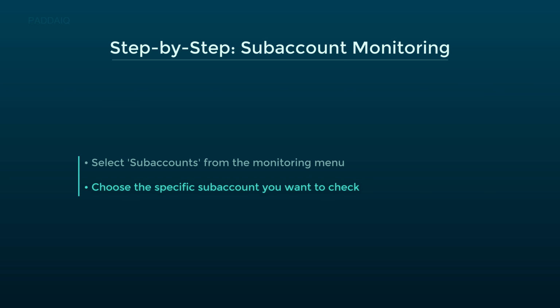Choose the specific sub-account you want to check. This means selecting exactly which isolated environment you are focusing on from your available list. For instance, pick your production EU sub-account to monitor its performance separately from development ones. This precise selection ensures you are viewing the correct metrics for targeted analysis.